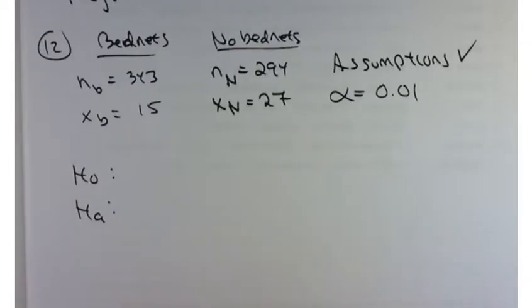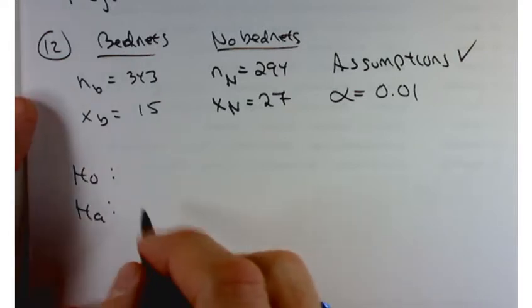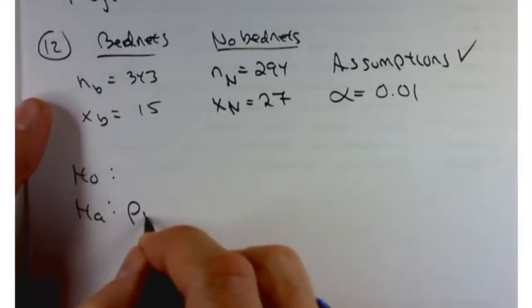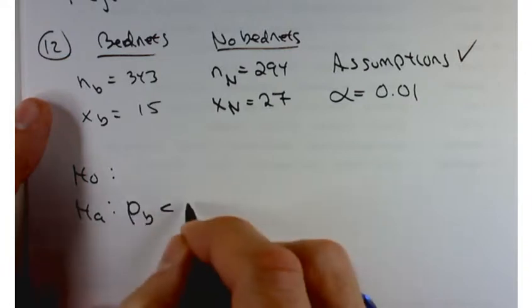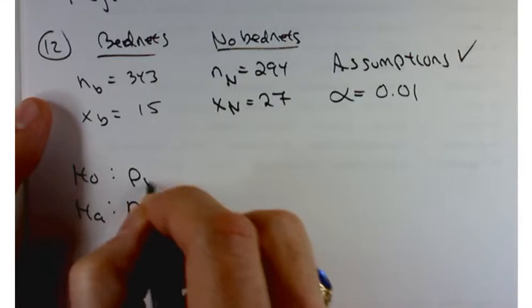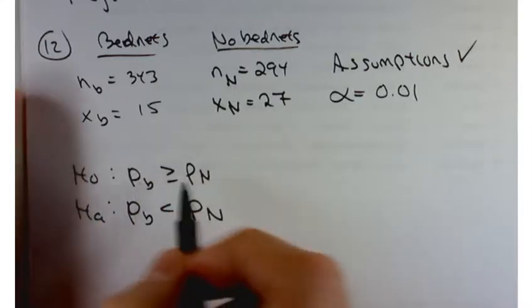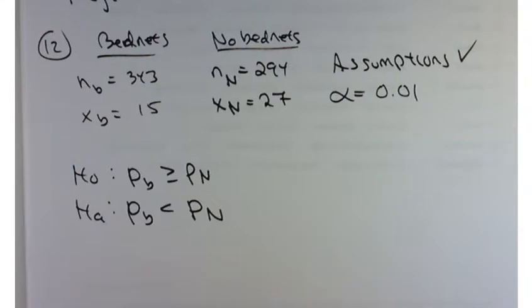Now, if bed nets are effective, then what should be my null and alternative hypothesis? Perfect. P sub B is less than P sub N. So the null is P sub B is greater than or equal to P sub N, or you could just put equal to. Either way is fine.